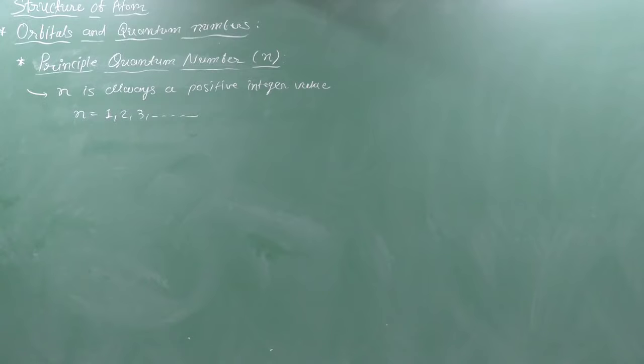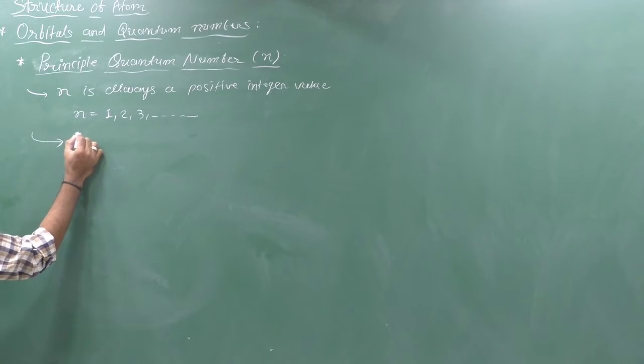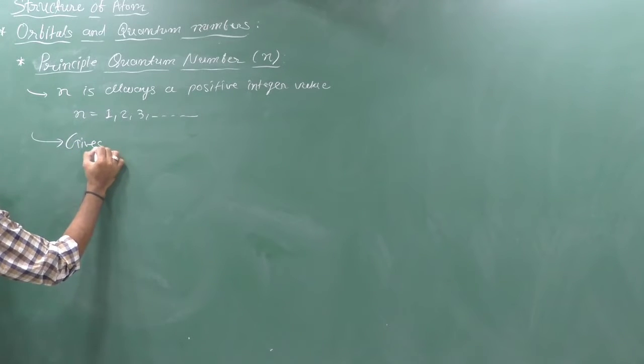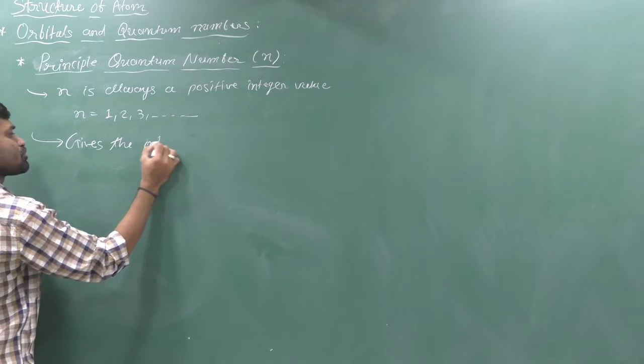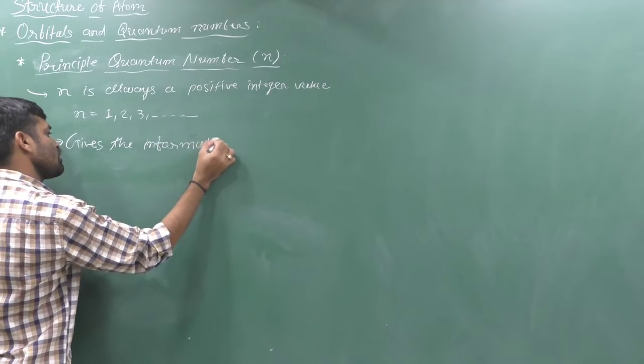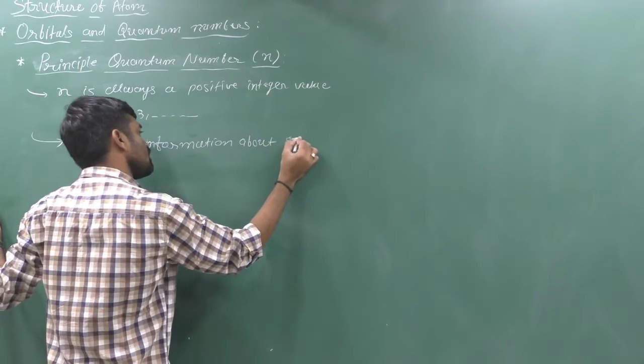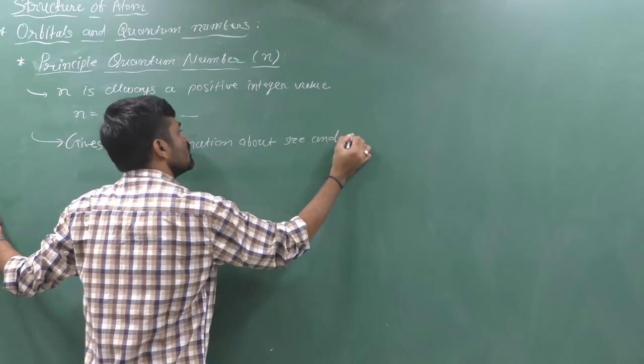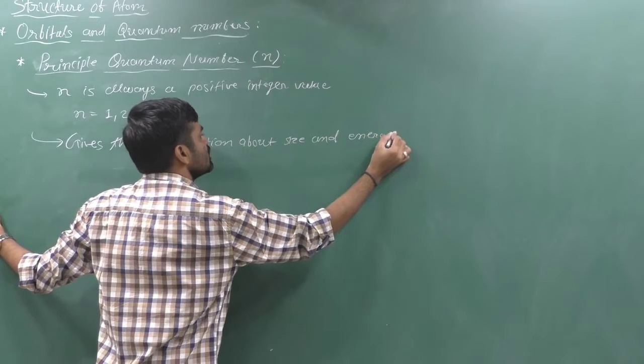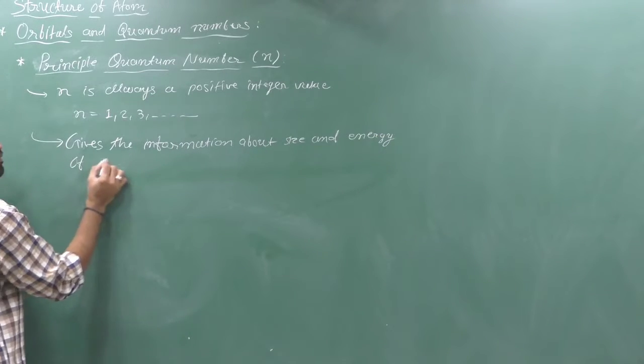Which type of information can we get from the principal quantum number? We can say that if we have a principal quantum number n, then we can know about the size and energy of the orbital. It gives the information about size and energy of the orbital.